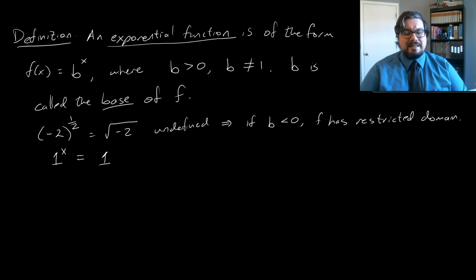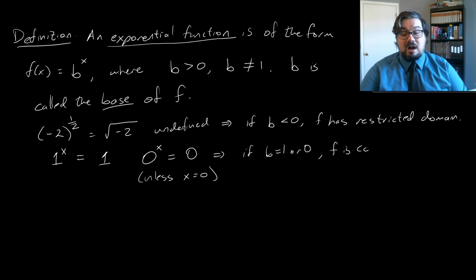If 1 is the base, then 1 raised to the x is always just 1. If 0 is the base, then 0 raised to the x is always just 0, unless x equals 0. So that tells us that if b equals 1 or 0, f is a constant function. We don't want either of these. Neither of these really work well with the theory of exponential functions, so we want to only be looking at exponential functions whose domain is all real numbers and that are not constant functions.